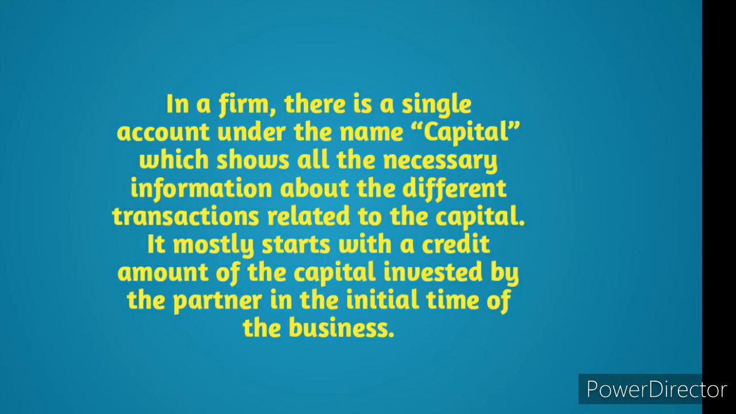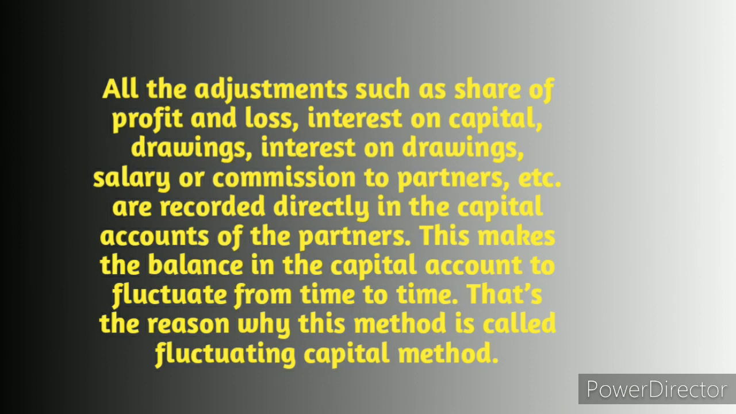But in the fixed capital method, we need to maintain two accounts, right? All the adjustments such as share of profit and loss, interest on capital, drawings, interest on drawings, salary, commission, etc. are recorded directly in the capital account of the partners. This makes the balance in the capital account fluctuate from time to time. That's the reason why this method is called the fluctuating capital method.